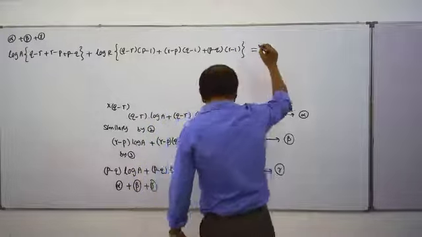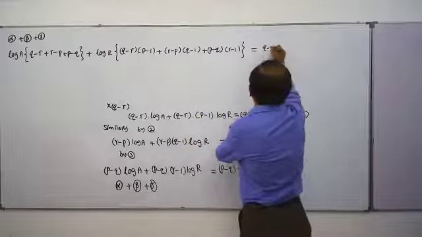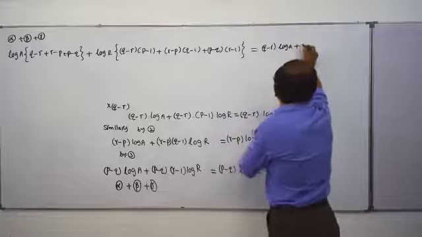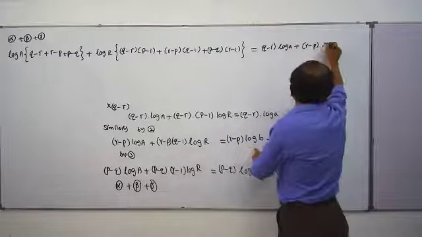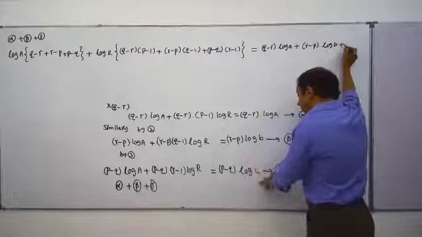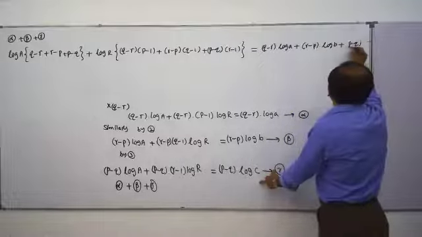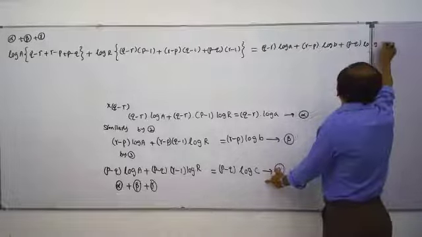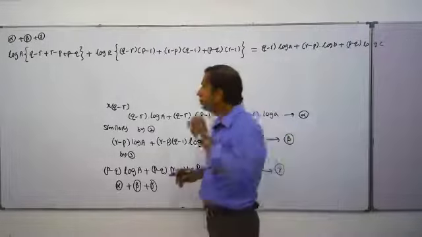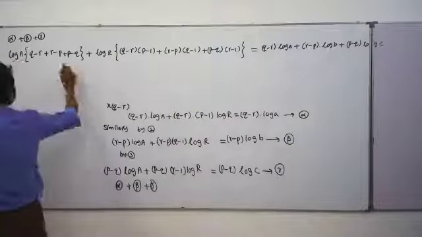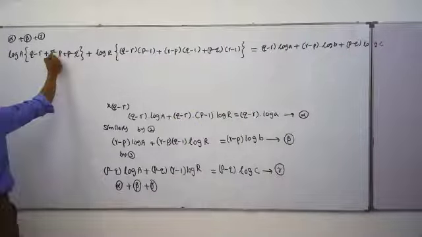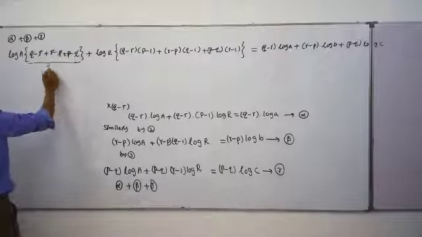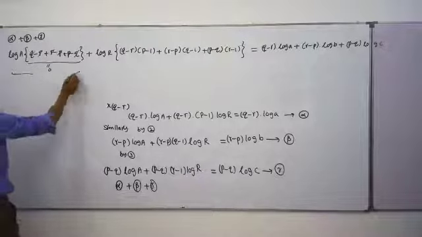Equals, on the right hand side, people, this q minus r log a plus r minus p log b plus p minus q log c. Right. Now simplify within the bracket. Here minus q plus q minus r plus r minus p plus p can be cancelled down. This is 0. Therefore, this whole product is 0.